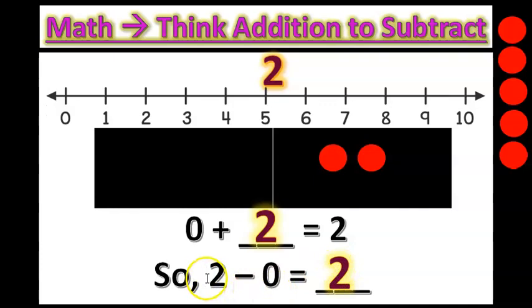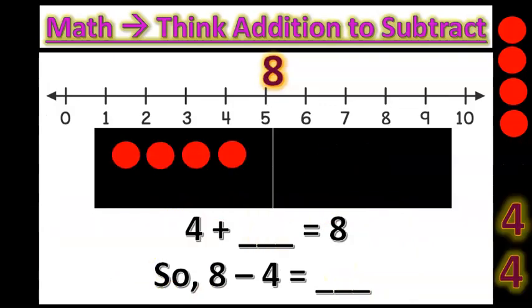Now, let's read it together. Here we go. 2 minus 0 equals 2. Let's read it again. 2 minus 0 equals 2. Now look here. Both of our equations are complete. Okay? Now, here we come now to the next slide.